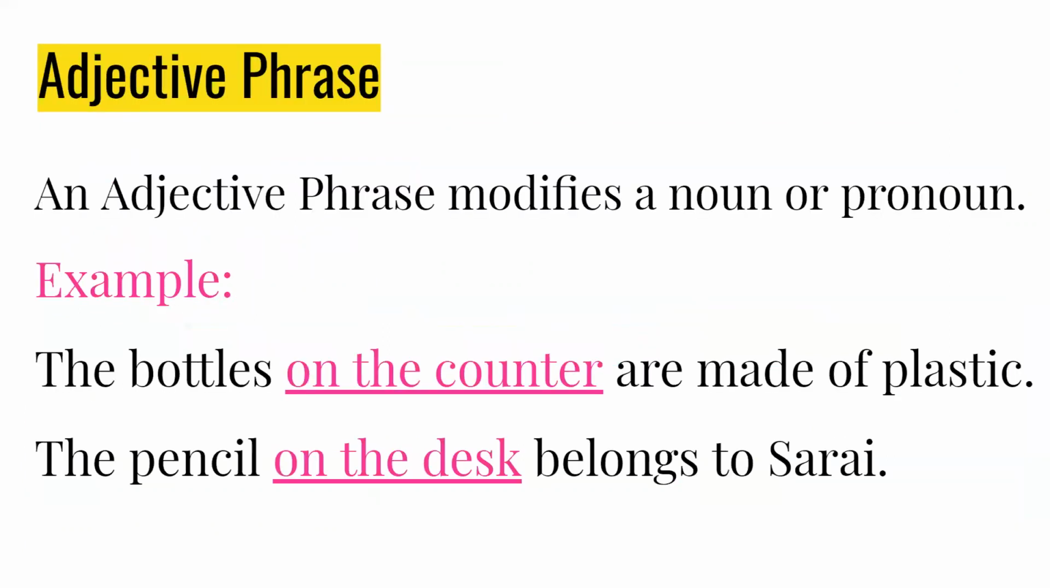An adjective phrase modifies a noun or pronoun. For instance, the bottles on the counter are made of plastic. The words on the counter are giving information about the bottles. And since bottle is a noun, this is an adjective phrase. In other words, an adjective phrase does the work of an adjective.